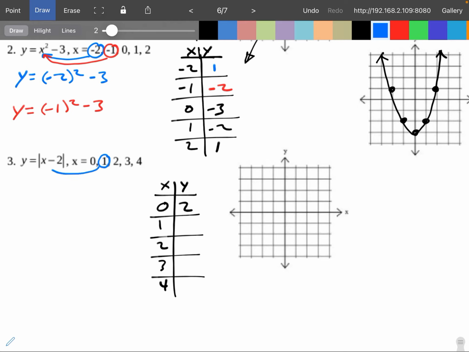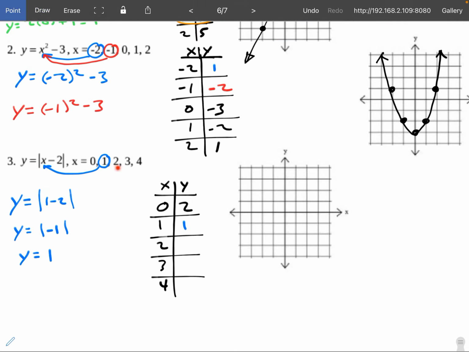So the next one, you're going to take 1 and you're going to put it in there for x. So that's going to look like y equals the absolute value of 1 minus 2. And that's it, right? So then what is 1 minus 2? Negative 1. So we're going to take the absolute value of negative 1. What's the absolute value of negative 1? That is positive 1, right? So this one's going to be a 1.